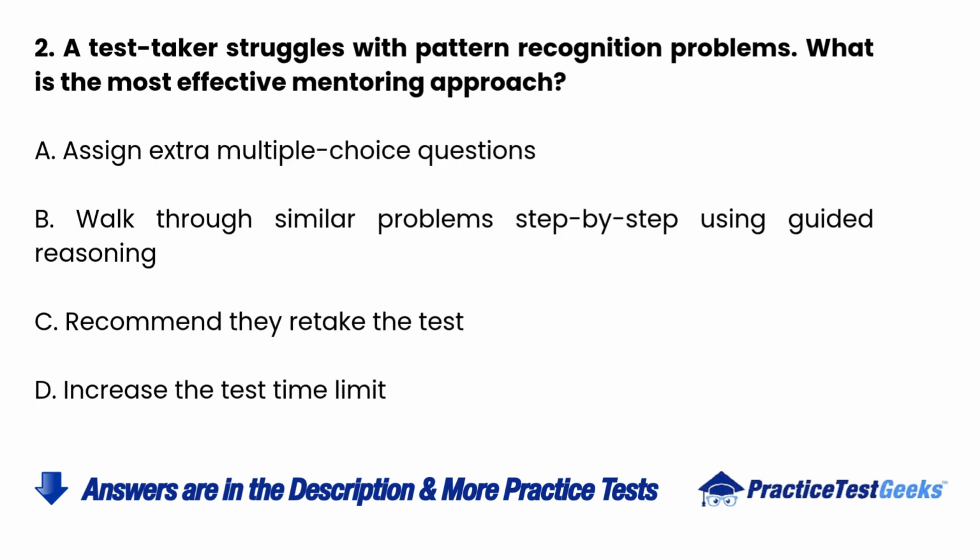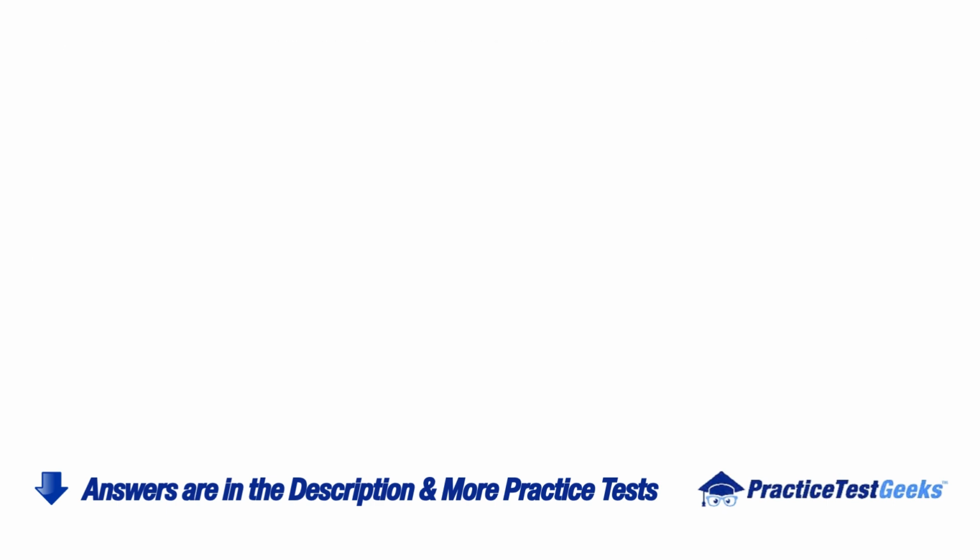2. A test taker struggles with pattern recognition problems. What is the most effective mentoring approach? A. Assign extra multiple choice questions. B. Walk through similar problems step by step using guided reasoning. C. Recommend they retake the test. D. Increase the test time limit.